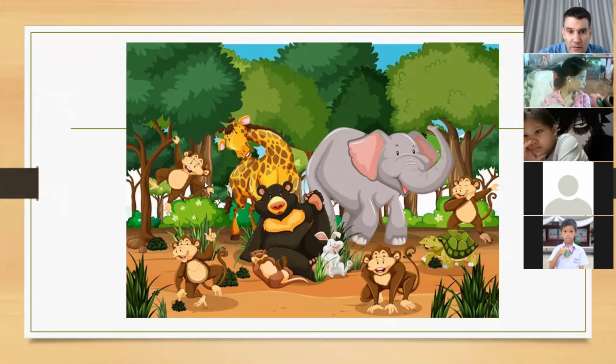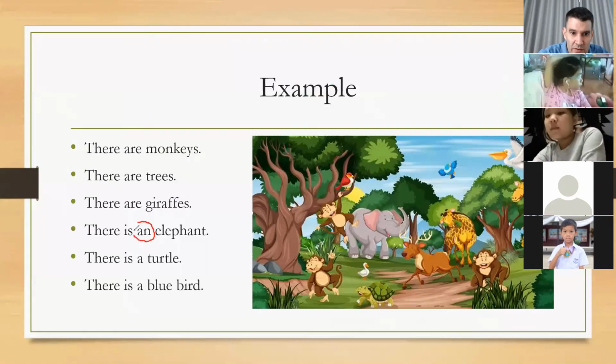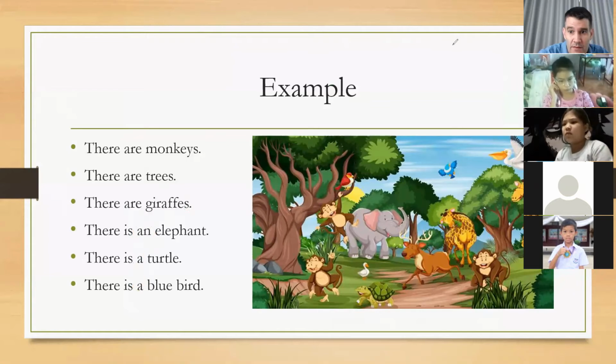So as you can see, remember to write, if it is there is, you must write an article. A, if it is not a vowel sound, or an if it is a vowel sound. You must write it if it is one. If there is more than one, if it has an S, then you do not write it. Okay? So try to remember.